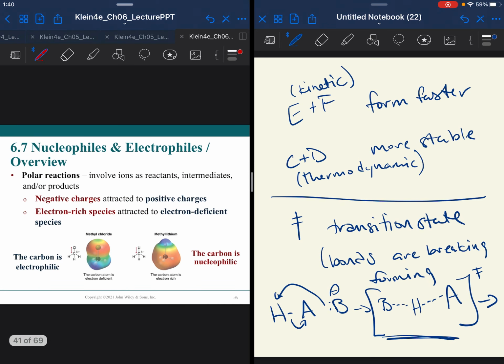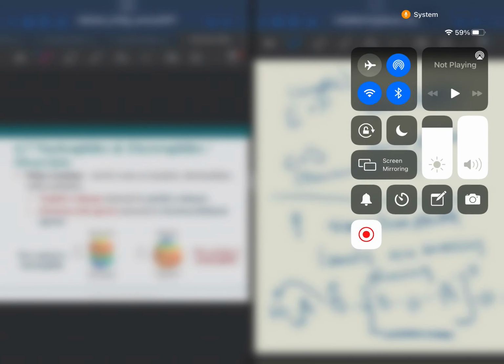We are not going to worry about the Hammond postulate, so I am going to skip through that. And we will pick up in part 2 talking about nucleophiles and electrophiles and all of the different patterns of reaction mechanisms.